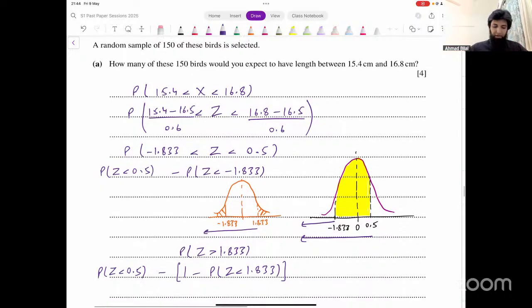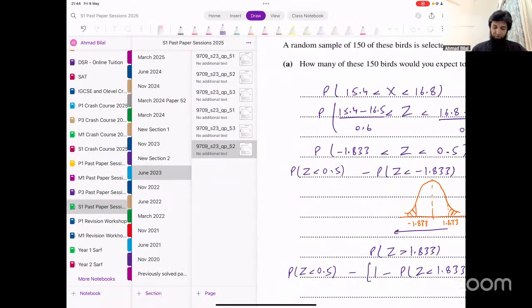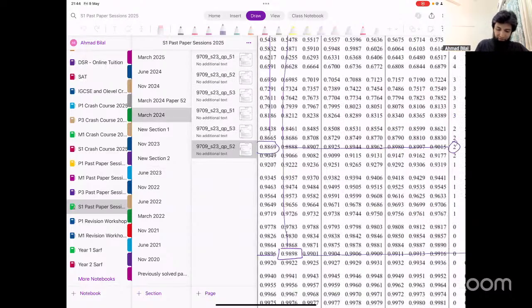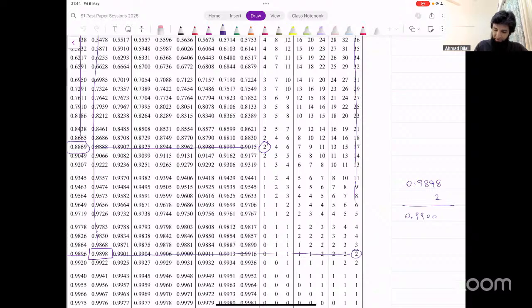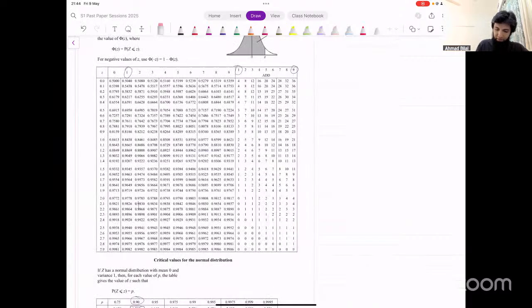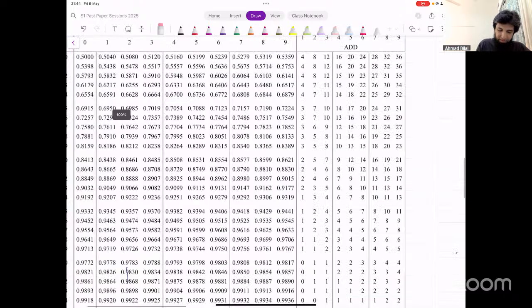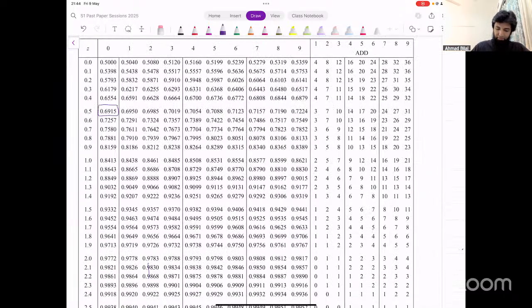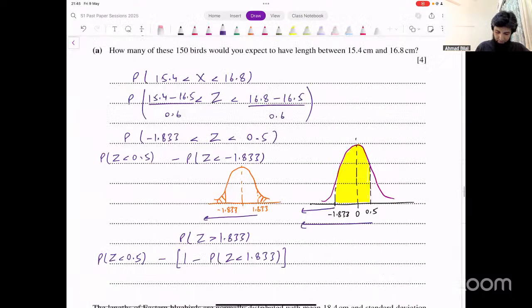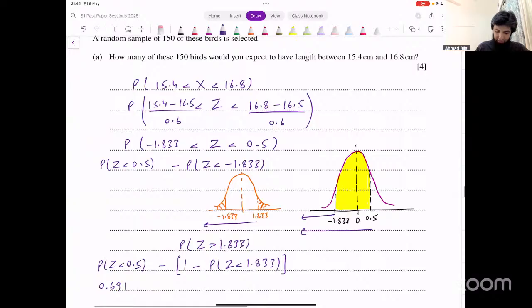Okay. Find the probability value when z is equal to 0.5. Let's go to the table. At 0.5, let's see what probability value we get. At 0.5, we've got this 0.6915. 0.6915, subtract from this 1 minus probability of z less than 1.833.